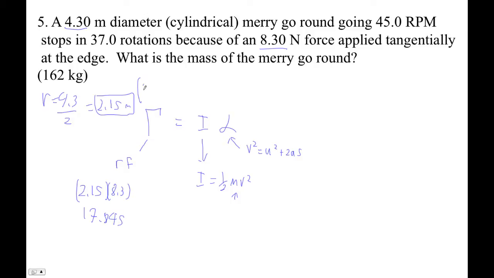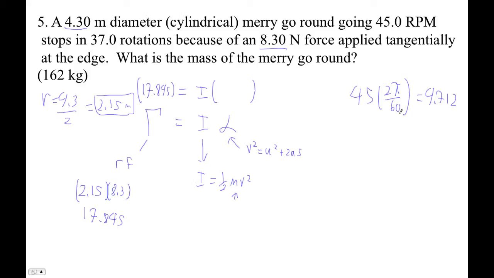So that's this thing here, equals I times alpha, and now we've got to figure out what alpha is. Let's see, 45 times 2 pi over 60. Times 2 pi gives us radians per minute, divided by 60 is radians per second, right? So 45 times 2 times pi divided by 60 is 4.712. I'm going to store that in U just for fun.